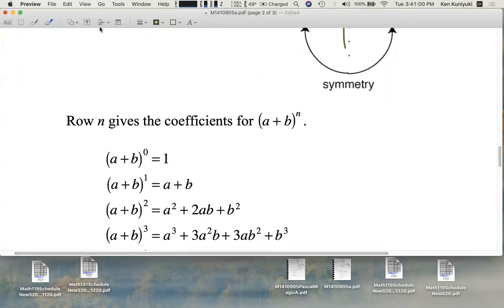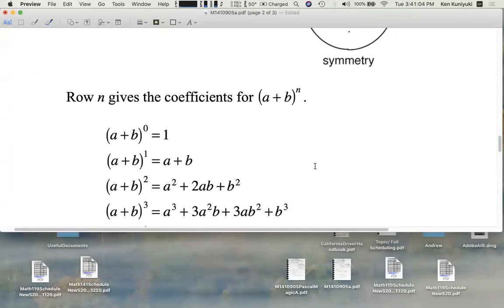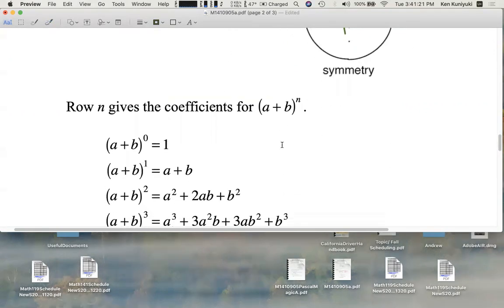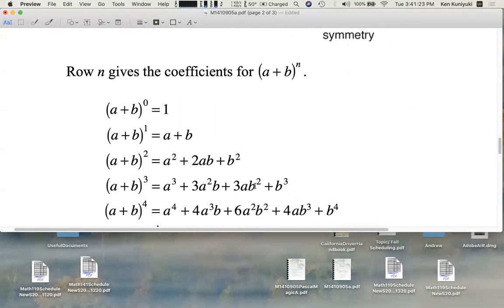Now, when I asked you about a plus b all to the 4th, you should have gotten the variable parts, okay? Now attach the coefficients. I'll give you a moment to do that. Give you 10 seconds to attach the coefficients. All right. Here is a plus b all to the 4th.